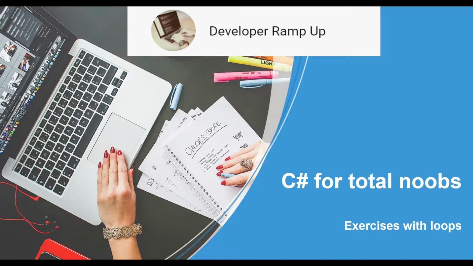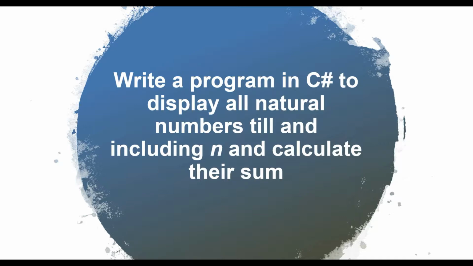So let's get started with the first exercise and see exactly what requirement we have. We have to write a program in C# that would display all natural numbers till and including n, and of course calculate their sum. This would mean that if a user should input something at the console like the number 5, what our program needs to do is to display all the numbers like 1, 2, 3, 4 and 5 and calculate and display the sum of 1 plus 2 plus 3 plus 4 plus 5. So this is exactly what we're gonna build right now in C#, so let's switch back to Visual Studio.